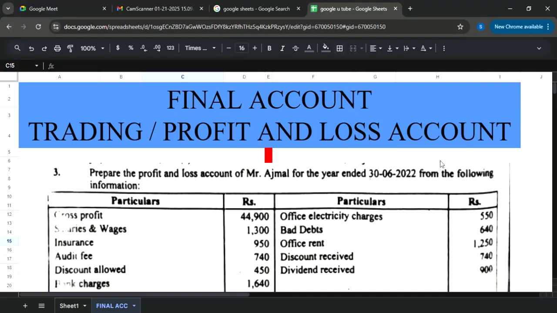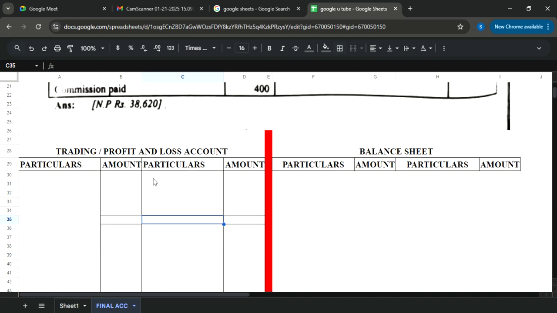Today's target is to solve question number 3. The chapter which we are related with is final account. That means we are going to make trading and profit and loss account. So these are two accounts. How? Look at here. We have one left page and one right page.